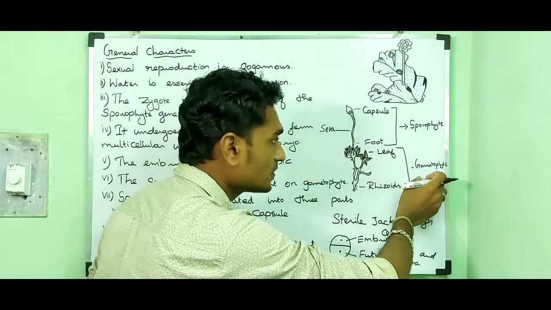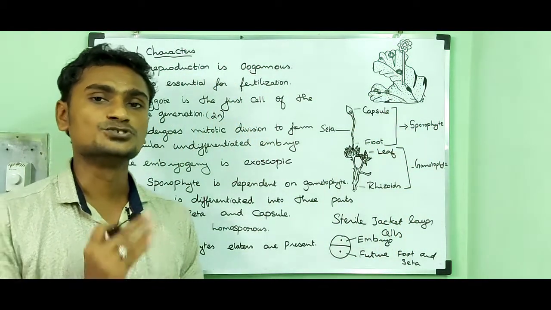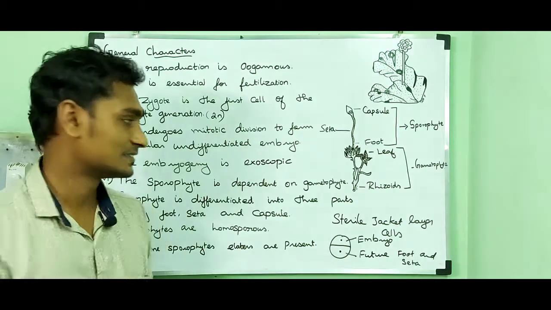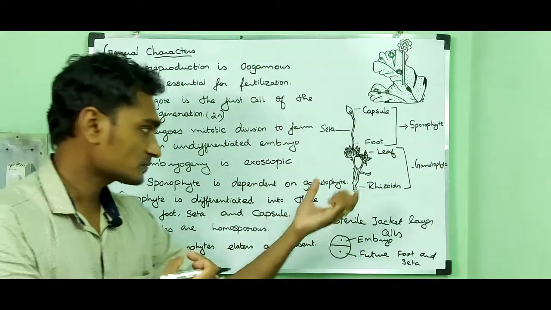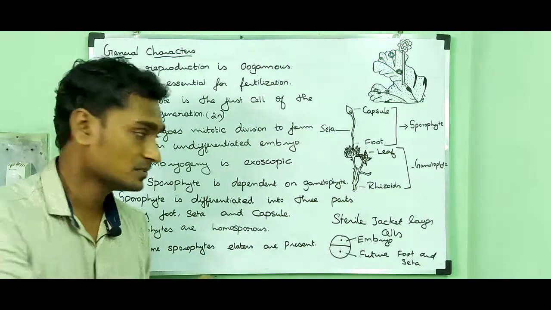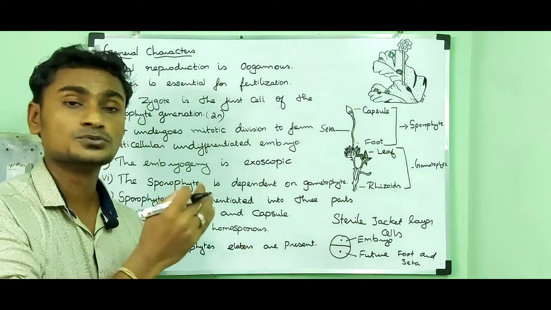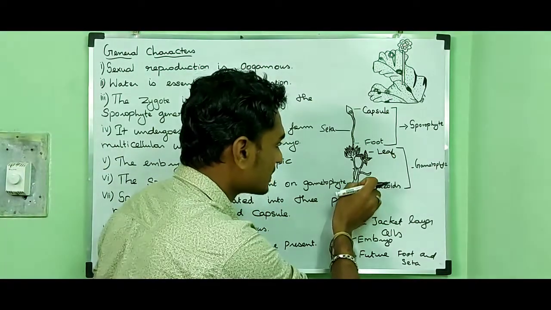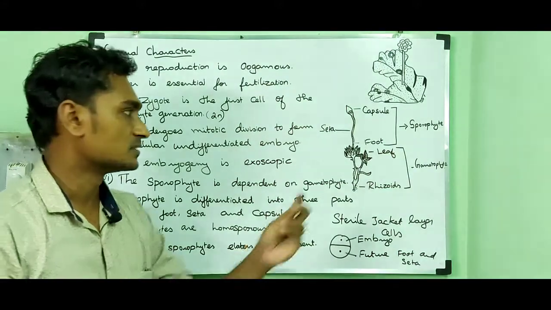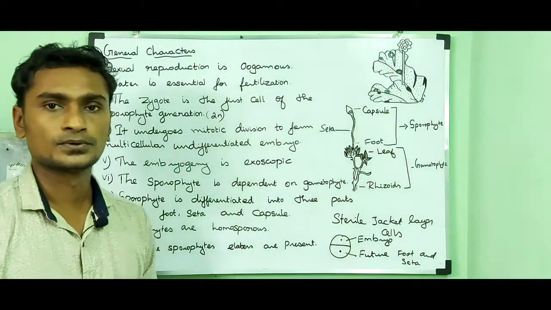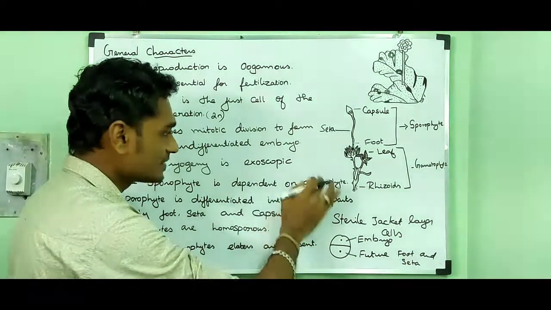So what does the gametophyte depend on the sporophyte for? It depends for nutrition and water. Why? What can the rhizoids do? It fixes the thallus to the substratum and it can absorb water and nutrition. So from the gametophyte, where does the nutrition go? It goes to the sporophyte. Okay? So the sporophyte is dependent on the gametophyte.